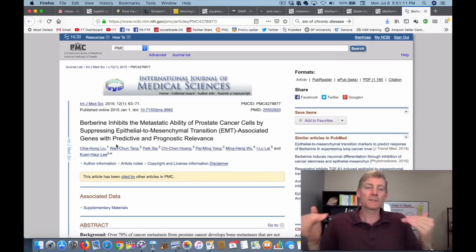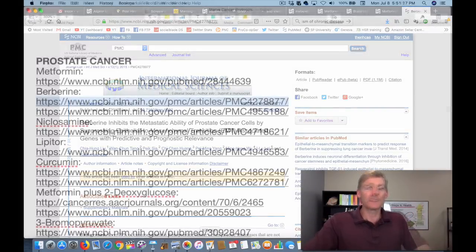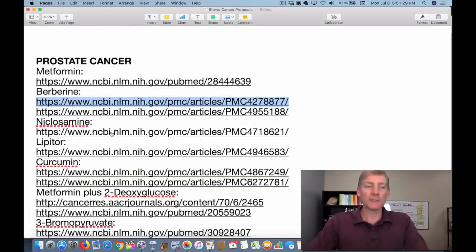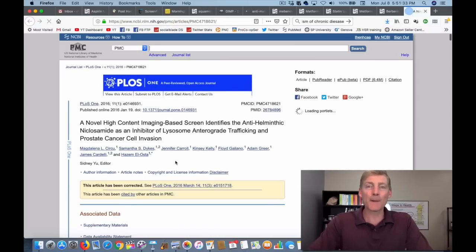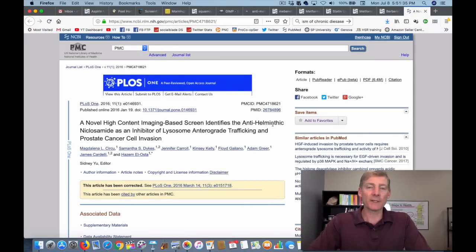Berberine inhibits the metastatic ability of prostate cancer cells. It prevents it from spreading around the body. How cool is that? So here we have niclosamide, and this is actually an anti-parasitic drug, an anti-helminthic drug right here.